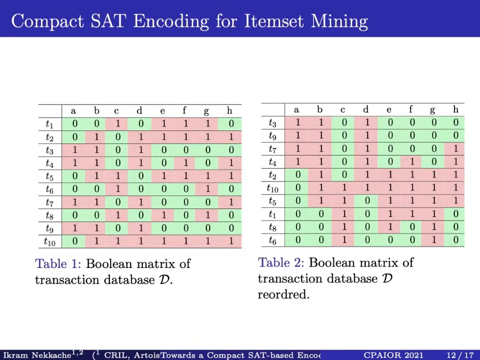The first 0-1 matrix is a representation of a transaction database. By reordering the transactions of table 1, we can lead to the matrix represented in table 2. The question is how to reorder the transaction database to compact the encoding size.